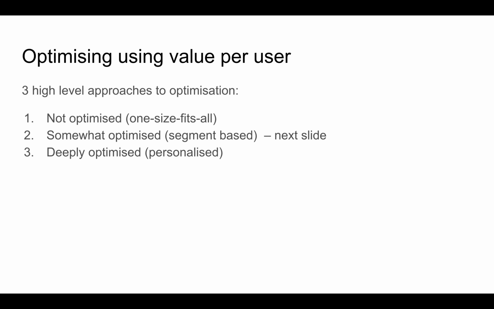Somewhat optimized means that we understand some of the customer segments based on the value that they generate, and we prioritize them based on that. And deeply optimized could mean potentially that it's personalized, and we will talk about this as well in the slide after the next. In the deeply optimized state, we are trying to understand the behavior of each individual, have success metrics per individual, and deliver something that maximizes the likelihood of success per person.